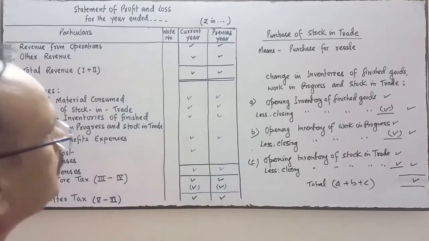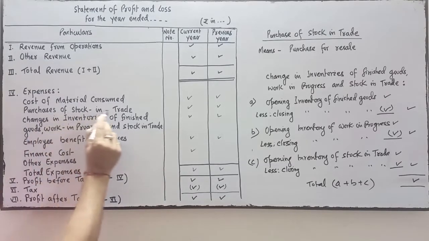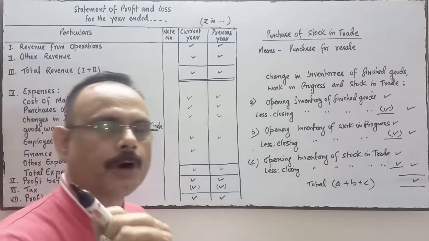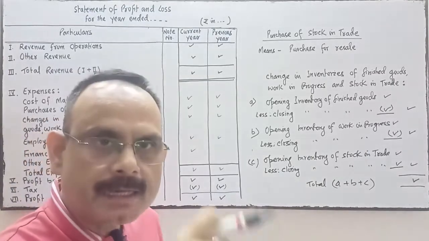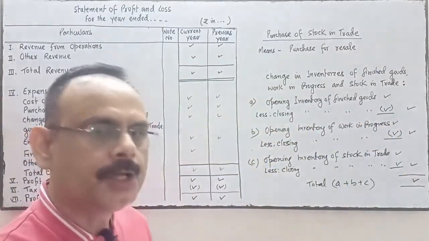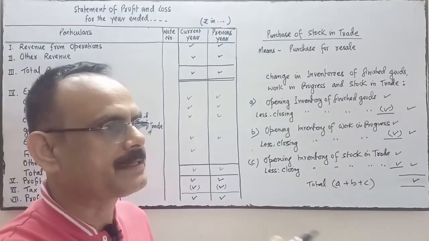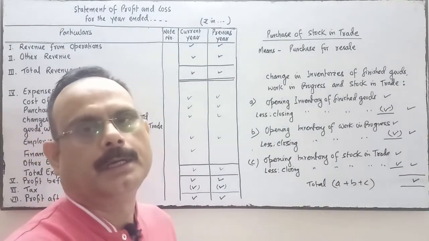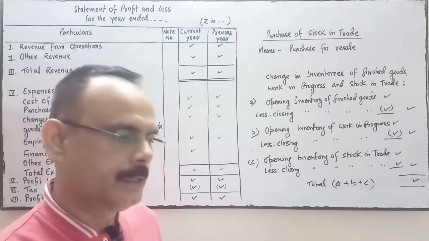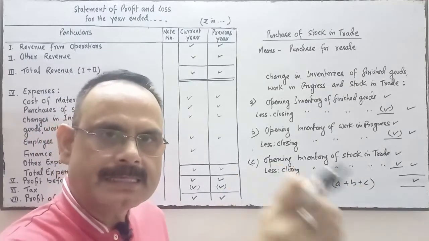Come to the next: purchase of stock in trade. Stock in trade means goods purchased for selling again. There is no processing, no further development of the product. Just purchase and sell it again.